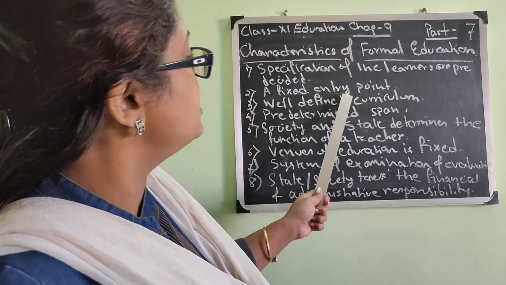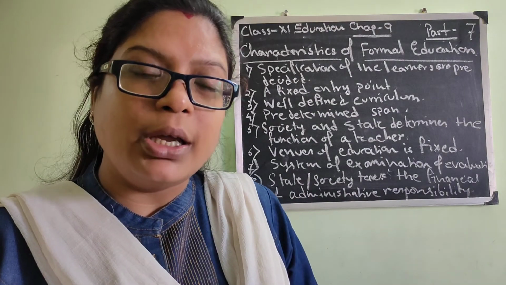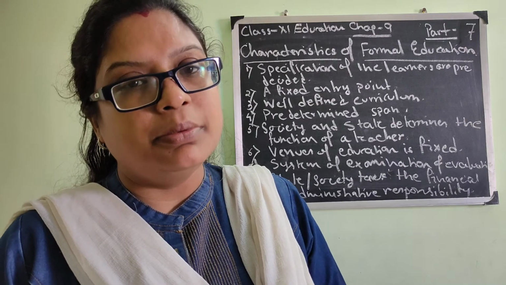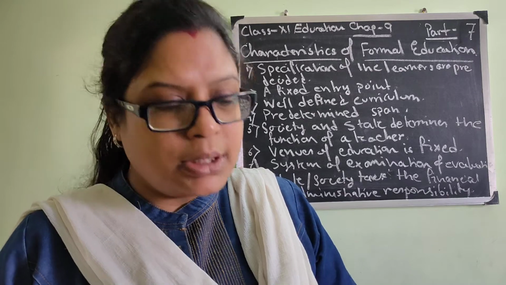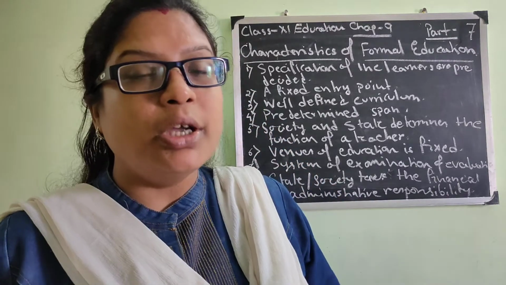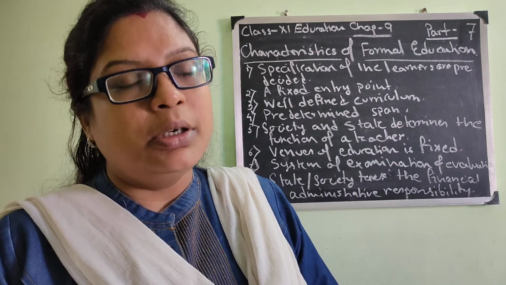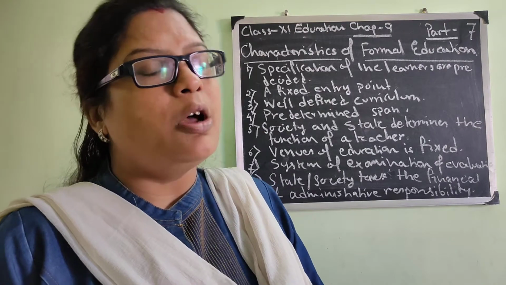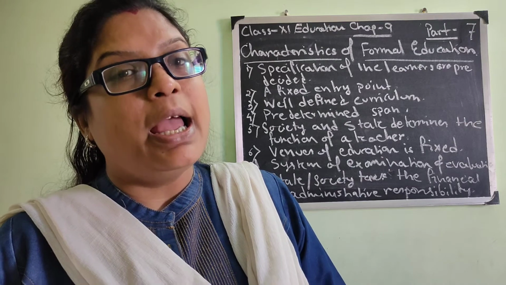Number two, a fixed entry point. See, at 2.5 years of age the child will enter the nursery level, or just the basic level of education, isn't it? Where the education will start right from the beginning, right from the recognition of the letters, isn't it? So there is a fixed point of entering for a student, what age they will enter and in which class they will enter.